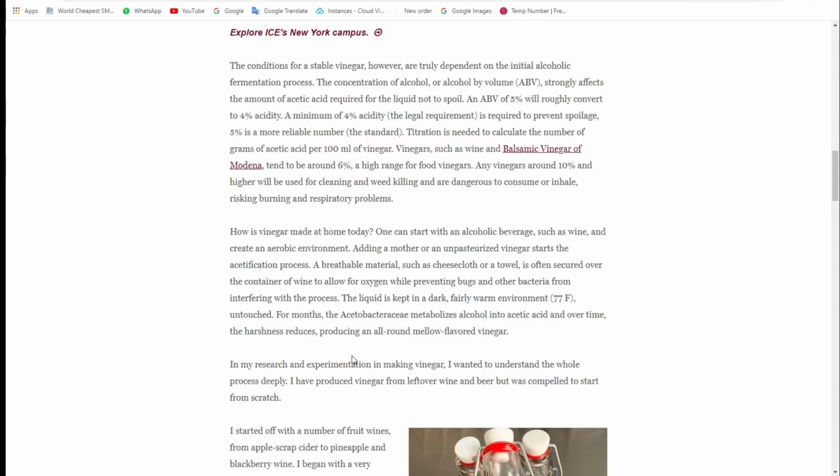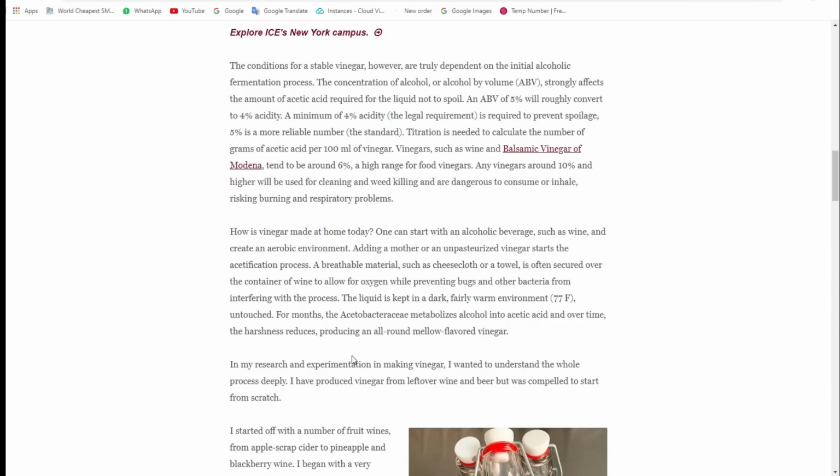One can start with an alcoholic beverage such as wine and create an aerobic environment. Adding a mother, or unpasteurized vinegar, starts the acidification process. A breathable material such as cheesecloth or a towel is often secured over the container to allow for oxygen while preventing bugs and other bacteria from interfering with the process. The liquid is kept in a dark, fairly warm environment, untouched for months.